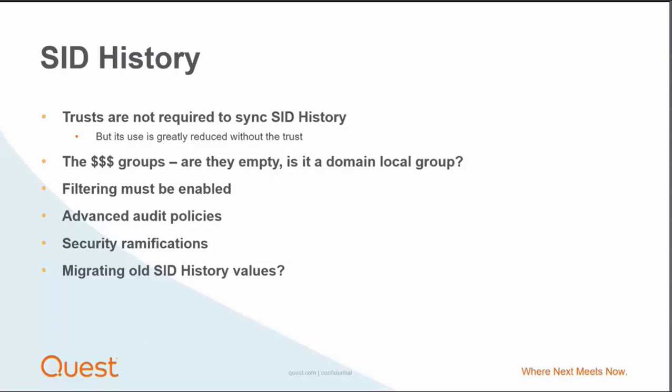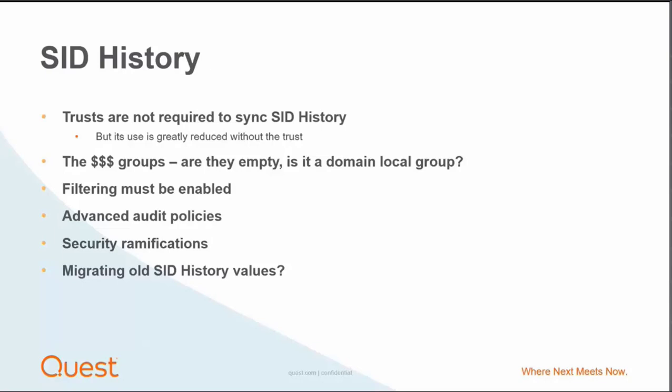Obviously, down the road, if you intend to use it for what most people use the SID history value for, trust can definitely help. Again, little things, right? This is, again, all covered in the requirements doc, but the $ groups, right? The domain name $, they got to be empty. It can't have anybody in it.